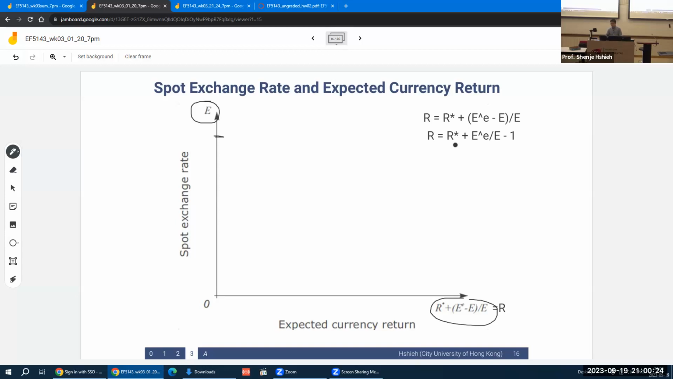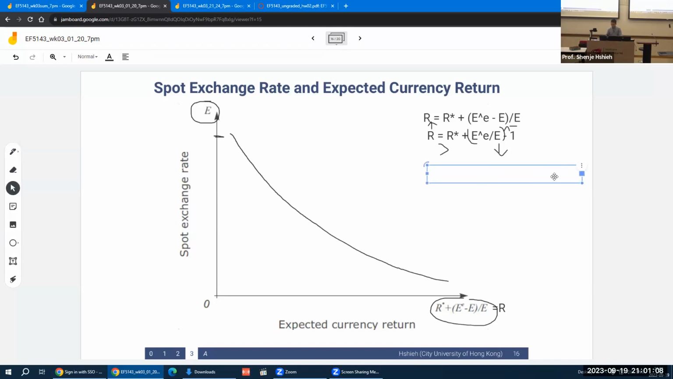So for a given E, if we increase R, then the left-hand side is greater than the right-hand side. We need to make the equations equal, and the only parameter we can change is E. So E has to move in a way that equates these two sides, and we can do that by decreasing E. Agree? Because decreasing the denominator increases this entire fraction, and that's how we restore equality. So there is a negative relationship between E and R. Agree?